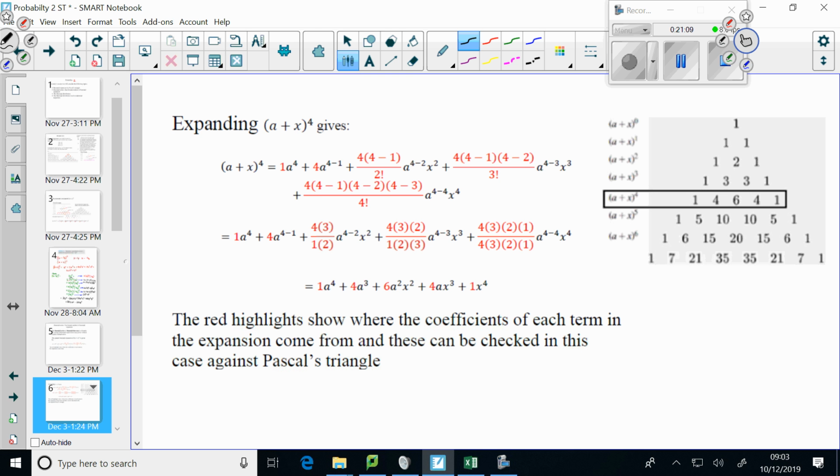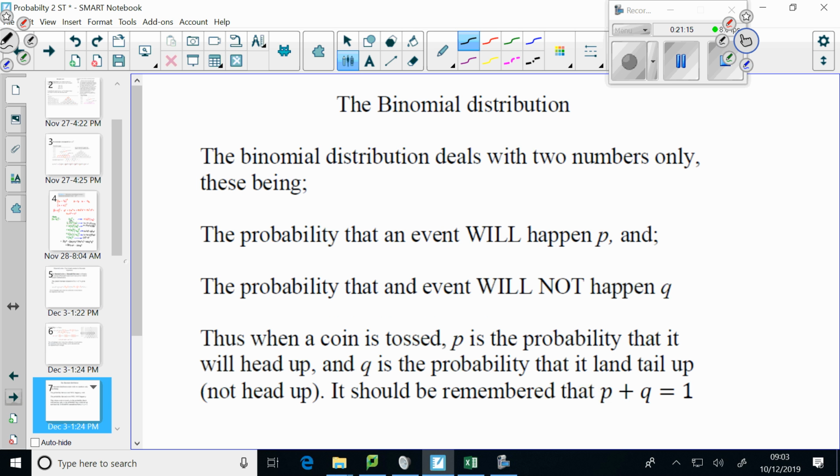So that's the theory. Now what about the binomial distribution and probability in terms of binomial expressions? The binomial distribution deals with two numbers only. These being, first, the probability that an event will happen, P, and then the probability that an event will not happen, Q. It should seem fairly obvious that when a coin is tossed, P is the probability that it will be heads up, and Q is the probability that it will land tail up, i.e. not head up. It should be remembered that P plus Q is always equal to 1.